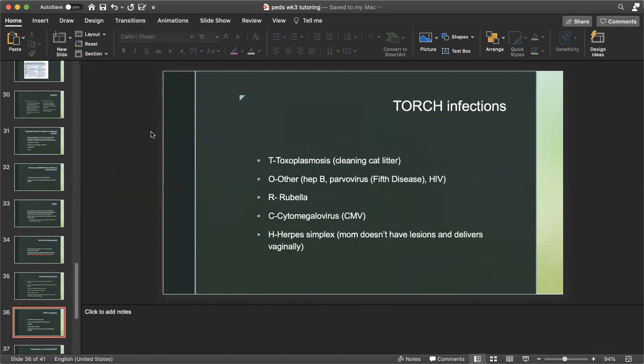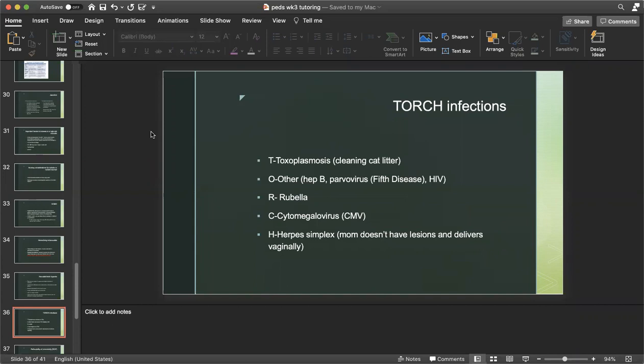So the TORCH infections, I'm pretty sure we all remember this from OB. These are the things we want to teach the mom not to do, because this could be bad for the newborn. So T is for toxoplasmosis. You want to teach the moms to not clean cat litter, and have somebody else do it. O is for other, so hep B, parvovirus, fifth disease, HIV.